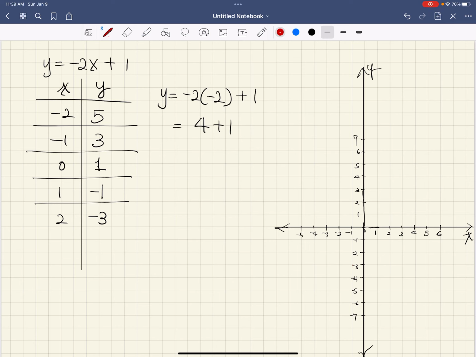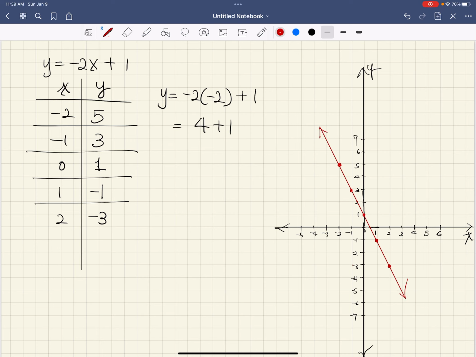Find the points. (-2, 5), (-1, 3), (0, 1), (1, -1), (2, -3). Now connect the points. It also makes a straight line, so this equation is also linear.